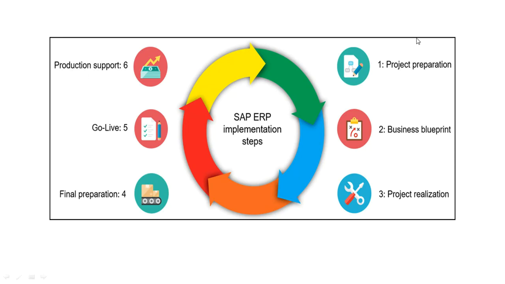then we will come to the SAP implementation phases. Suppose one organization decided to go for SAP implementation. In this case, they have to go through 6 phases: project preparation, business blueprint, project realization, final preparation, go live, and production support. Just in a nutshell, I will tell all these things. First of all, it is your project preparation. So what happens in project preparation?